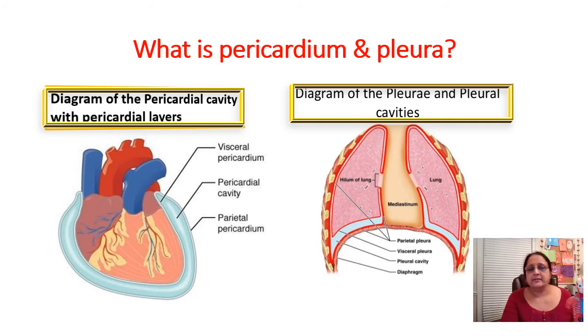Same way, if you see these lungs, each lung is lined with pleura, but that pleura has got two layers. Outer is parietal pleura and inner is visceral pleura. The gap between those two is nothing but pleural cavity that is filled with pleural fluid.